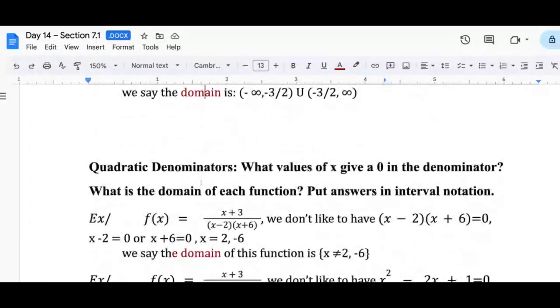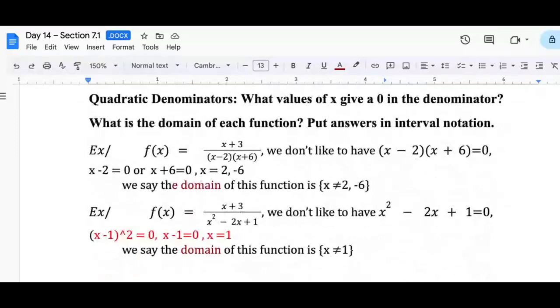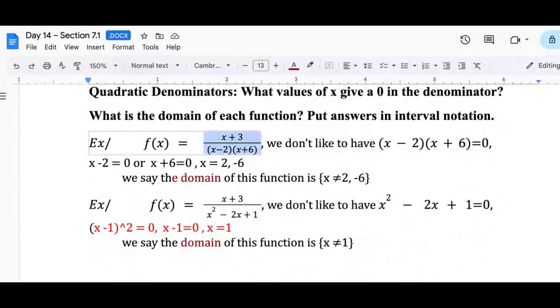Now let's go to quadratic denominators. Let's see we have this rational function. The quadratic in the denominator is factored. So how do we find the domain? We do the same thing. We take the denominator, we see that cannot be 0. That cannot be 0. Then we solve for each one. Then we see x cannot be 2 or -6.